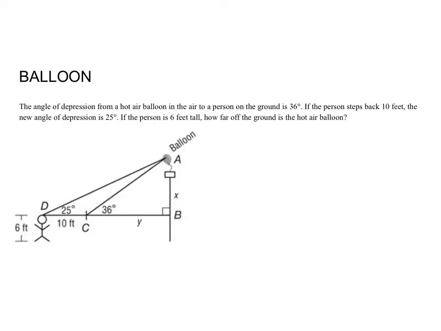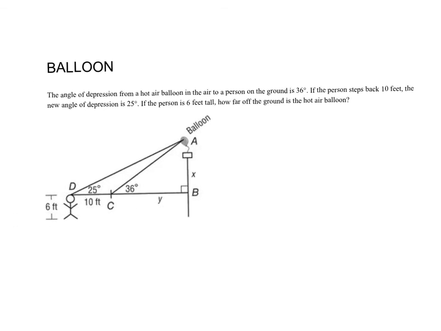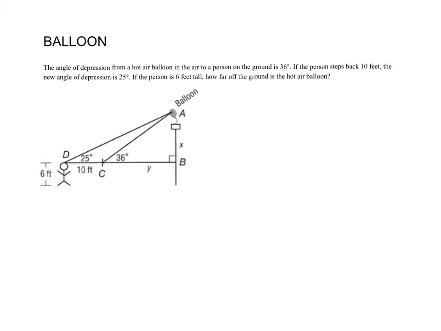All right, next problem. Balloon. The angle of depression from a hot air balloon to a person on the ground is 36 degrees. The person steps back 10 feet. The new angle of depression is 25. The person is 6 feet tall. How far off the ground is the hot air balloon?